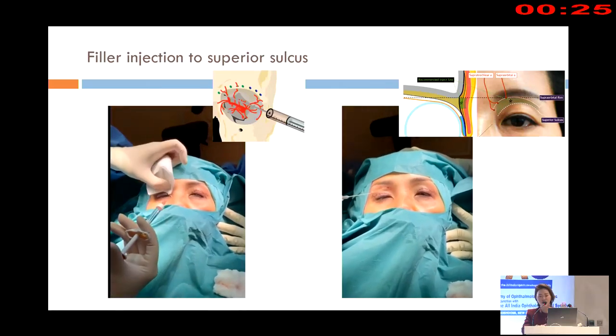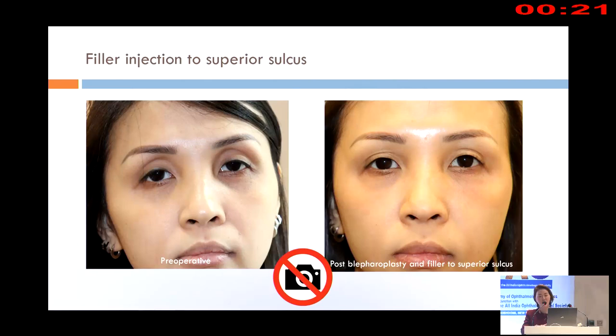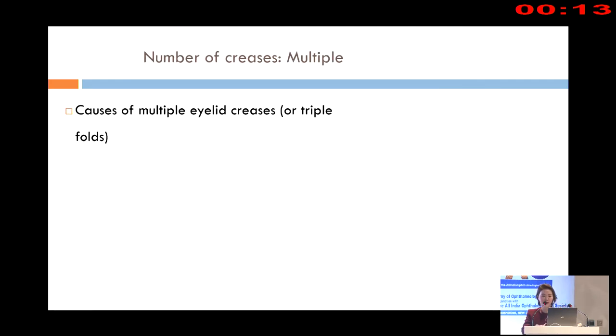And just be careful, because that's where the supraorbital and supratrochlear are, so it's a high-risk area, and you can get quite nice filling of the hollows if you do the filler injections properly. Last crease problem would be if there's no crease or multiple creases.